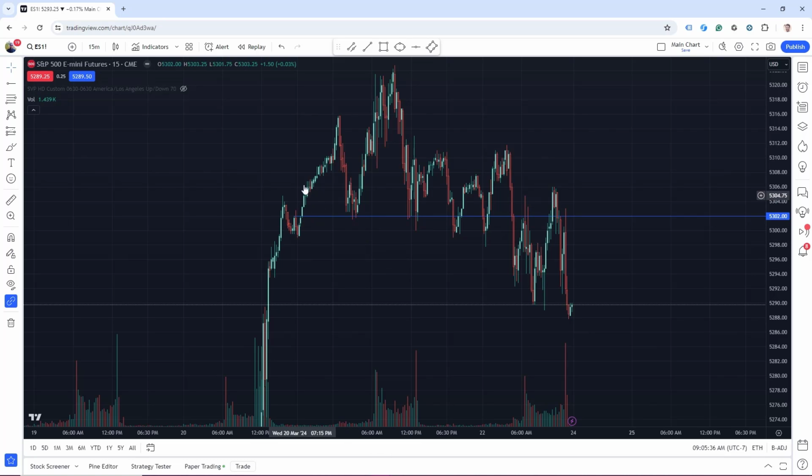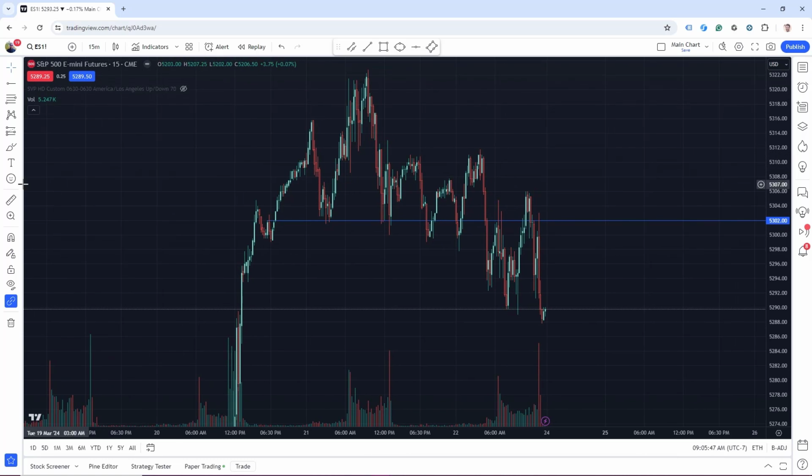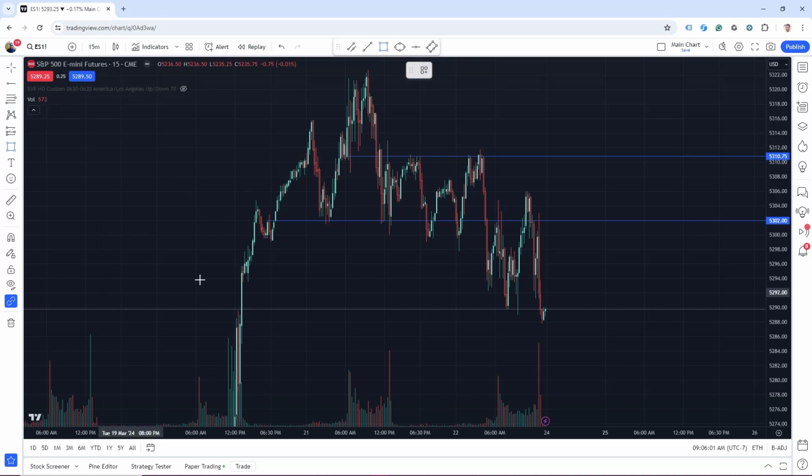So this would be the left shoulder, the head, right shoulder, and then we started to break below it, came back up and tested this area right there. I would say like that. And then we'll get a rectangle.